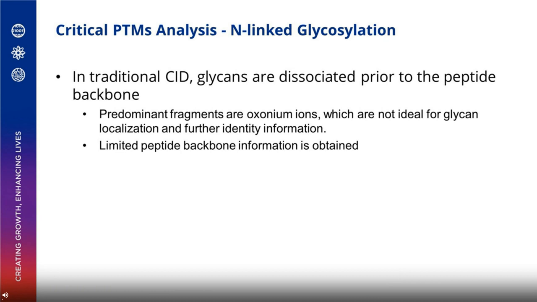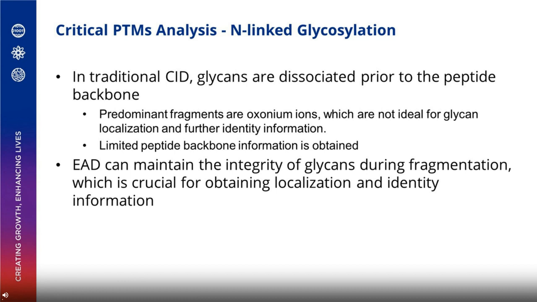In traditional CID, the glycans will be dissociated prior to the peptide backbone. So the predominant fragments are oxonium ions, which are not ideal for glycan localization and further identification of the glycans. Only limited peptide backbone information is obtained by traditional CID. But with EAD, we can maintain the integrity of the glycans during fragmentation, which is crucial for obtaining the localization and the glycan identity.